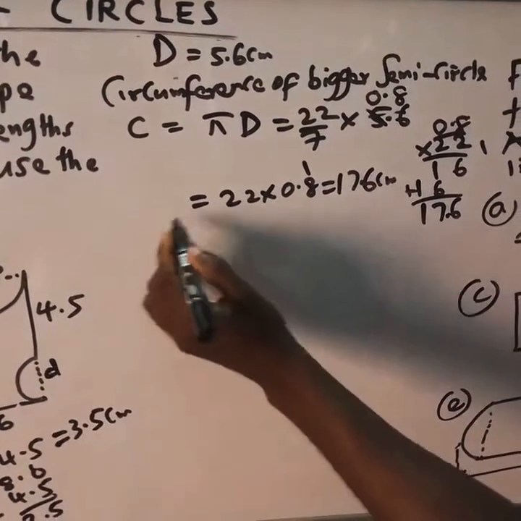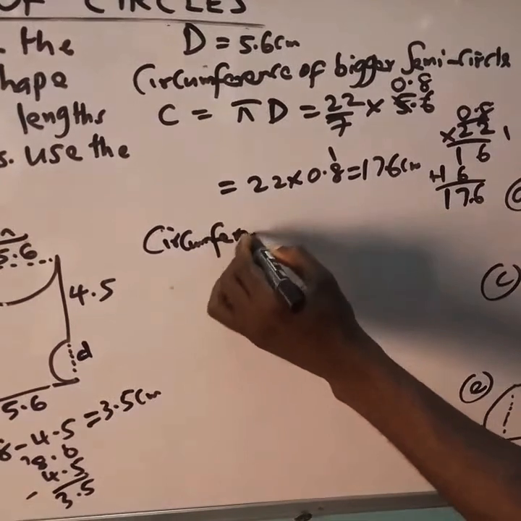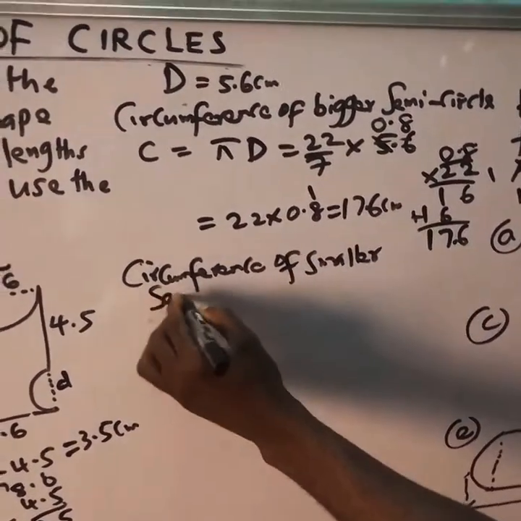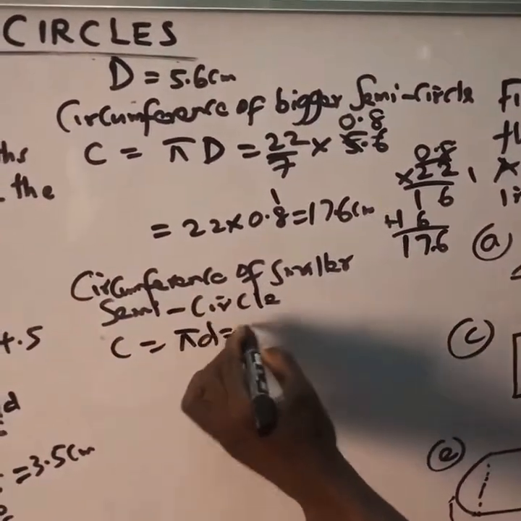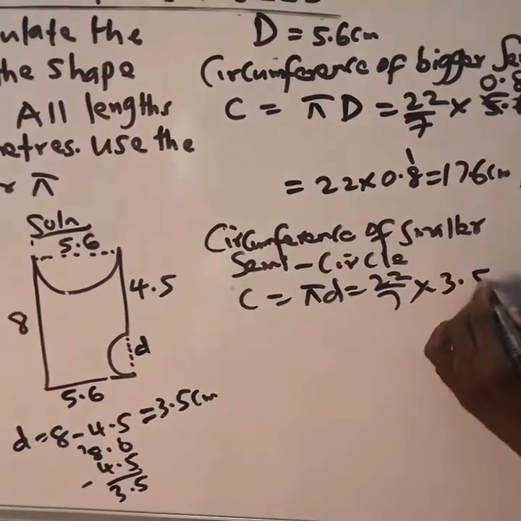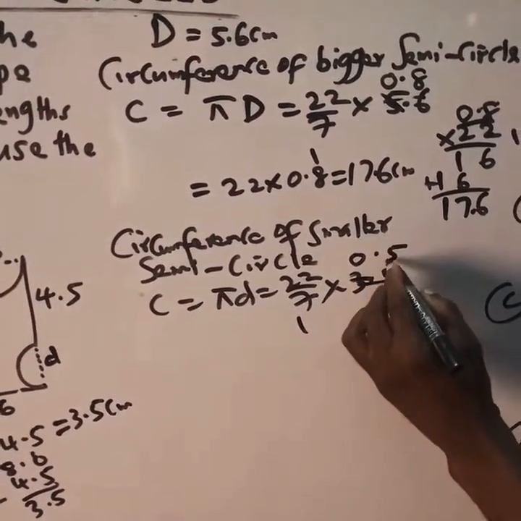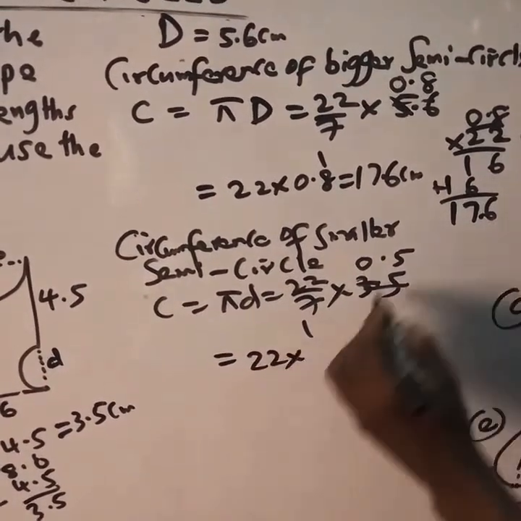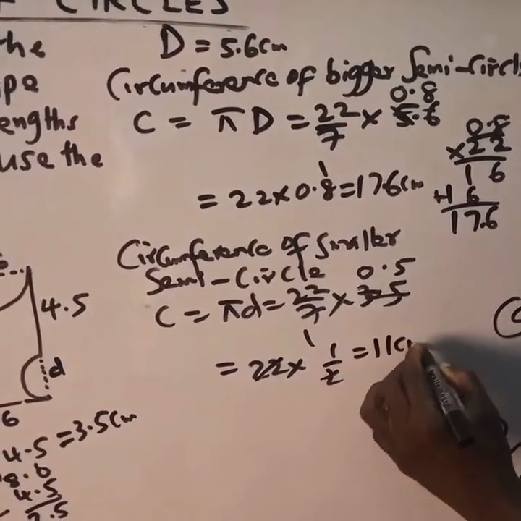The perimeter of the smaller semicircle. So c will be pi small d, that is 22/7, and diameter now is 3.5. 7 here 1, 7 here 0.5. So 22 times 0.5. Another way you can do this, you can say 22. 0.5 is half, and 2 here is 11. So we have 11 centimeter.